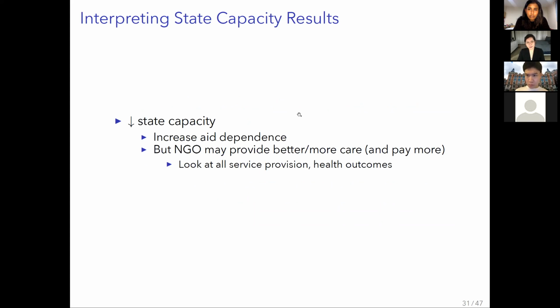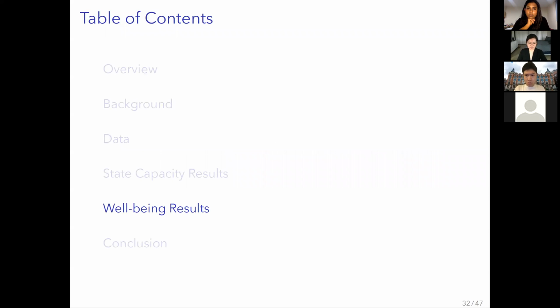Now, again, let's think a little bit about policy. Well, this isn't great because this might increase aid dependence for the future. But what if the NGO can provide better service provision and healthcare now, so that people are just better off with the NGO entry today? I mean, that would also matter and has to factor into the policymakers' minds.